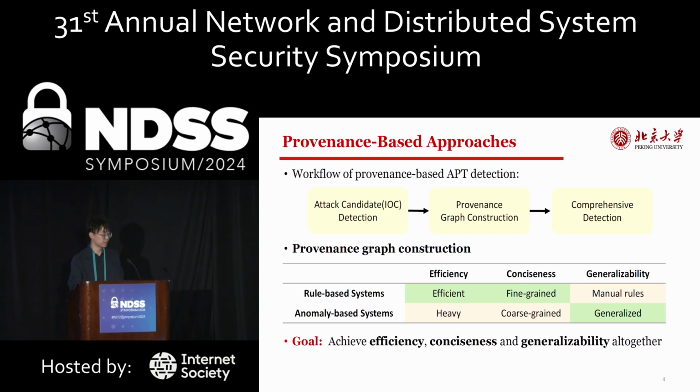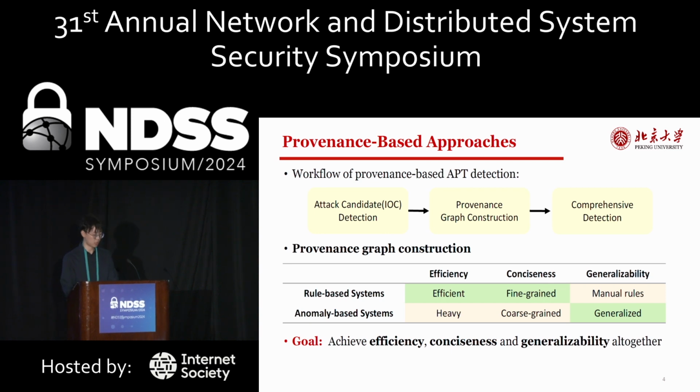In the second phase, previous systems can be divided into 2 categories, rule-based and anomaly-based. Rule-based systems use manually crafted rules for rule matching. So it is efficient and fine-grained, but susceptible to zero-day attacks. Anomaly-based systems often use neural networks or message passing algorithms, which makes them more generalizable. But they introduce additional computation overhead and are always coarse-grained.